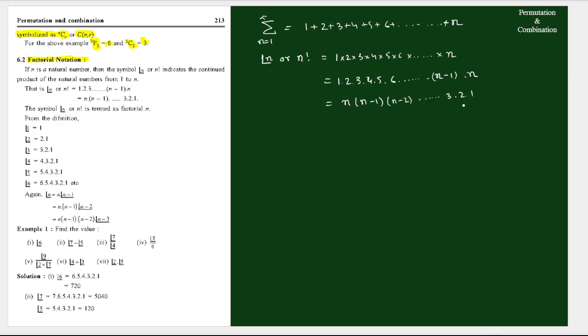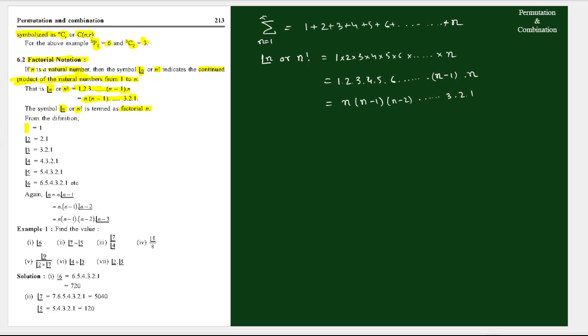Factor का factorial. ठीक है? So see here. Factorial means, if n is a natural number, then the symbol, factorial n or n factorial, indicates the continued product of the natural numbers from 1 up to n. That is, factorial of n will be the same as this one. This symbol is called factorial n.